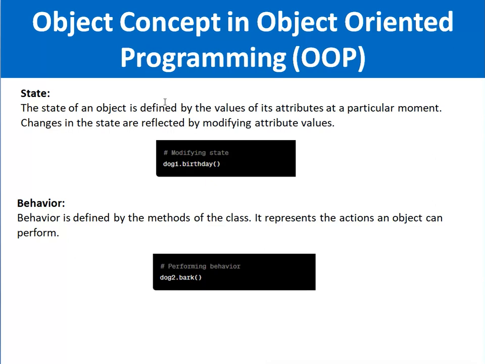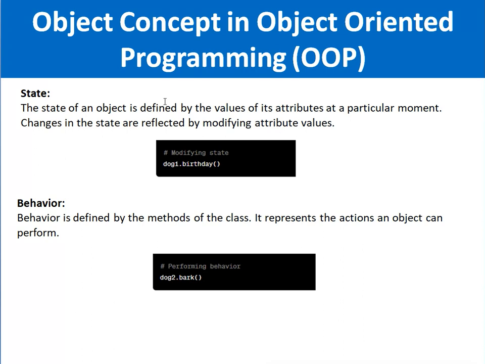Another is the state. Friends, the state of an object is defined by the values of its attributes at any particular moment. For example, when you are coding, you have changed the state and modified the attribute values. Whenever you call dog1.birthday, it will tell you the current state of the object. This is called the concept of state, that it is defined by the values of its attributes at any particular moment or time.